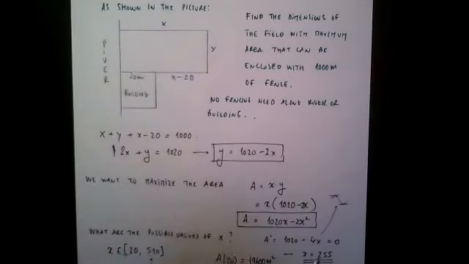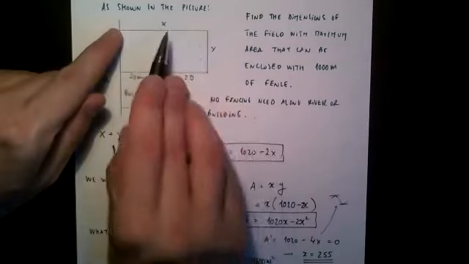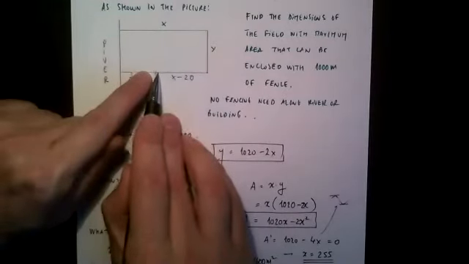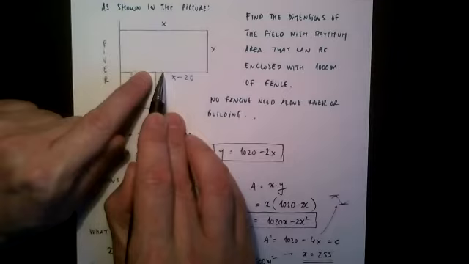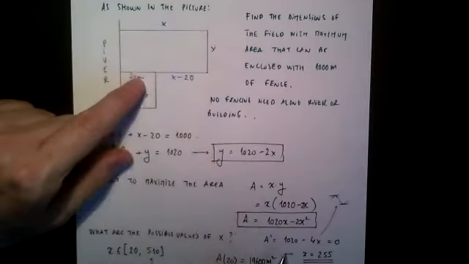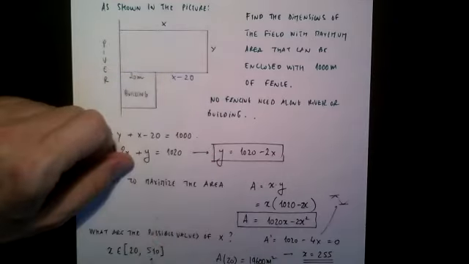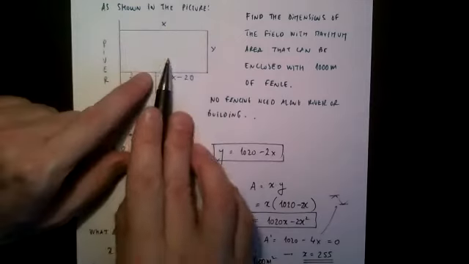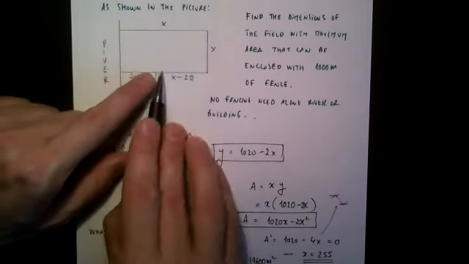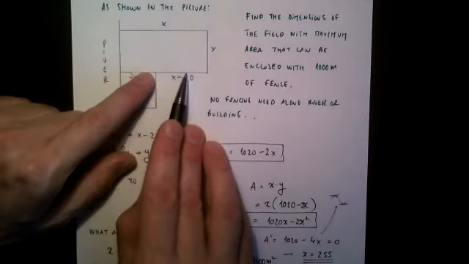Okay, so what I'm saying here is that if you start with x at 20, and then you start increasing the x, and you keep increasing it, you're asking: if I increase the x, does it increase the area or not? You're going to notice that the area will increase until you reach 255. As soon as the x reaches 255, the area is going to start to decrease again.